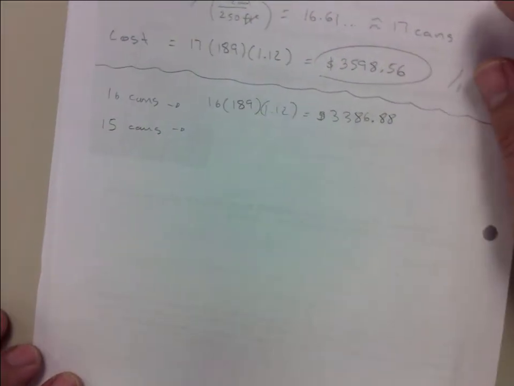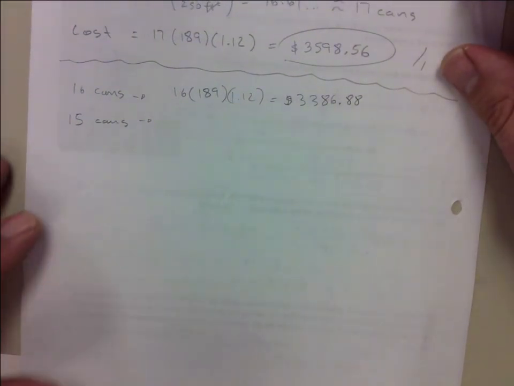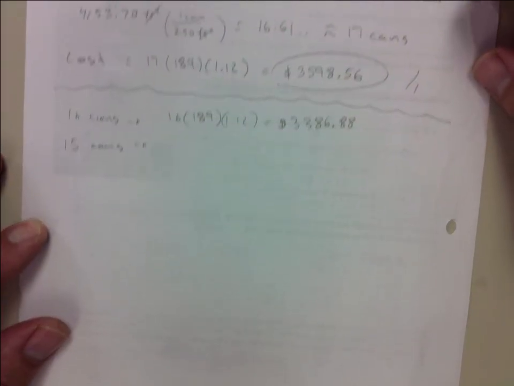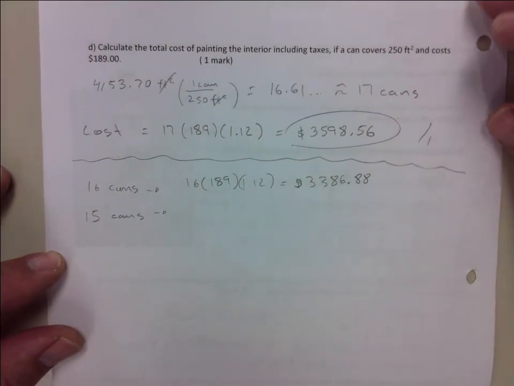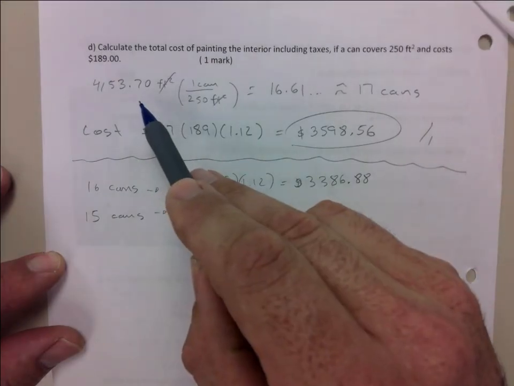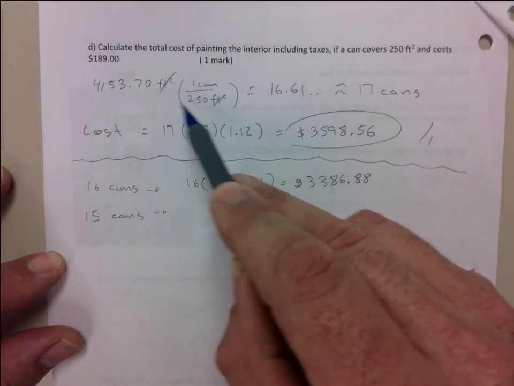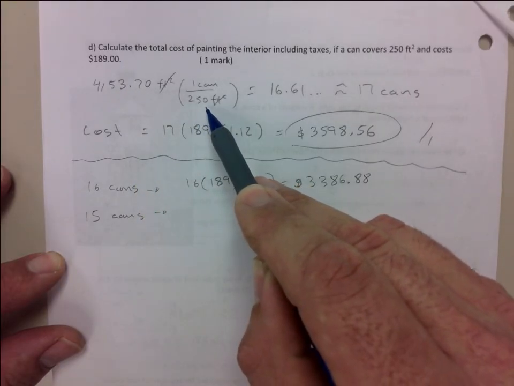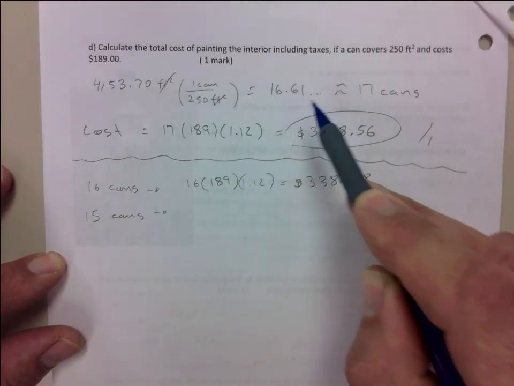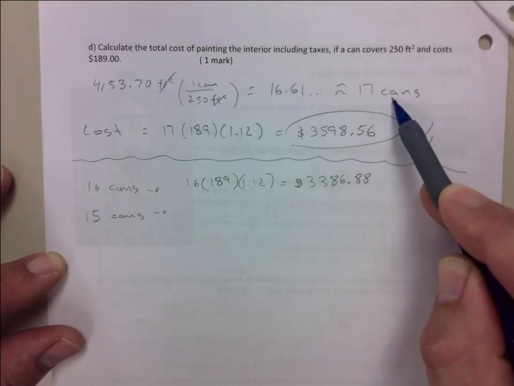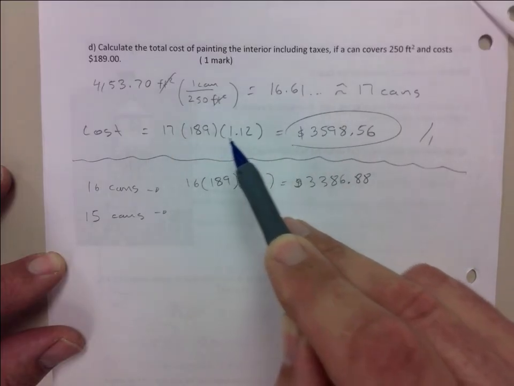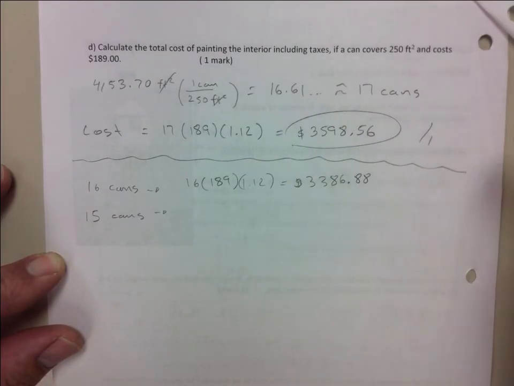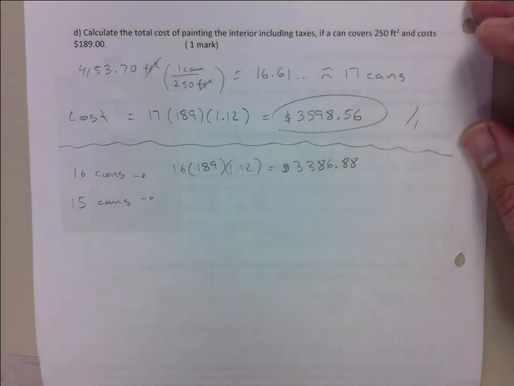Let's do the back part. How much paint? If a can covers 250 square feet. Okay, so I take my previous answer. I basically divide, right? I divide that surface area by how much 1 can will cover. That's this many cans, can by partial, so it's 17. 17 times cost times 1.12. And so it's 3598.56.